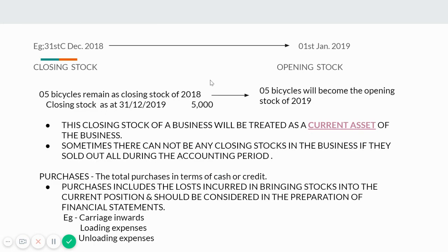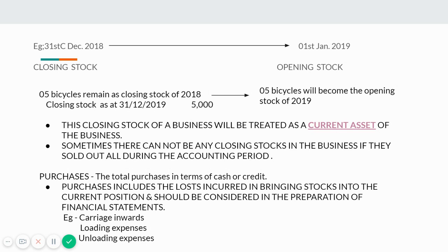It's like this. Now, our accounting period starts from 1st January 2019 to 31st December 2019. But before that, there will be another accounting period which ends on 31st December 2018. So the stocks which have remained in their stores last year, that means in 2018, will become the opening stock of the new accounting period, the accounting period of 2019.